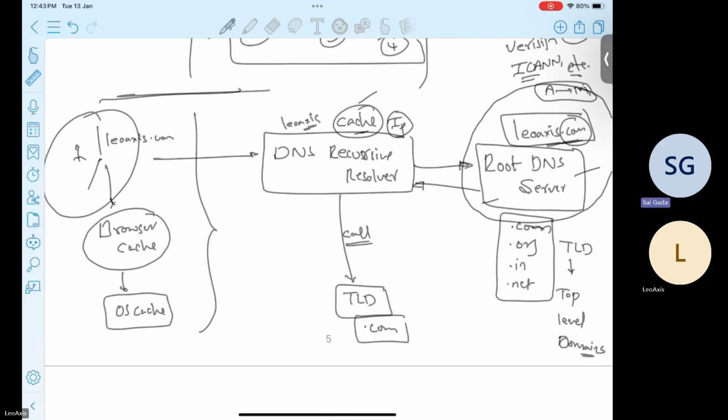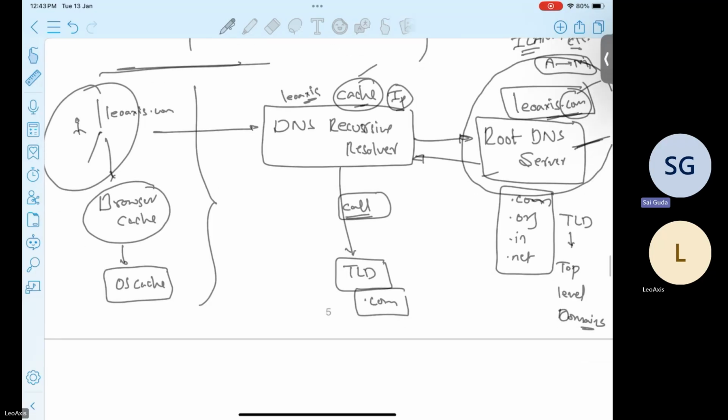But the root DNS server doesn't know the exact website details. It only redirects the resolver to the particular TLDs. It is telling us, "I don't know where LeoAxis.com is, but I know where the .com TLD servers are." So, with the support of the root DNS servers, our recursive resolver now makes a call to the .com TLD servers. I hope it is clear to everyone till here.